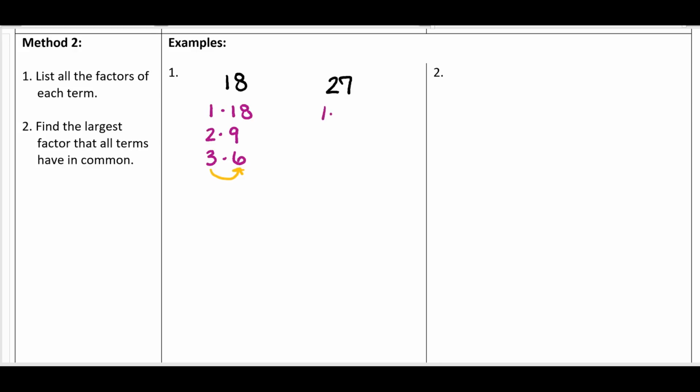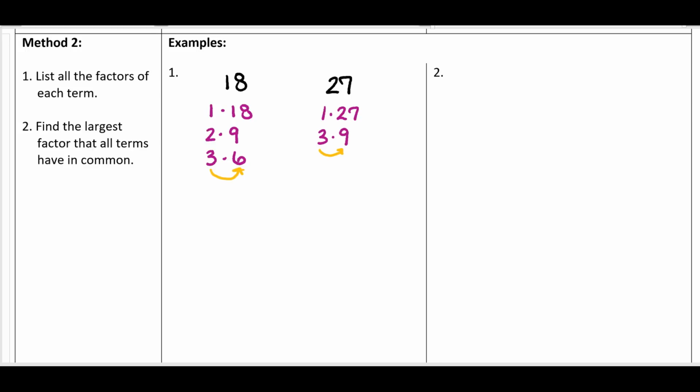Start with 1. 1 times 27. 2 doesn't go into 27. This is not an even number. 3 goes into 27 9 times. 4 doesn't divide into 27. 5 doesn't go into 27. 6 does not divide evenly into 27. Neither does 7 or 8. So now we've gotten back to our 9. So I know I've got all my factor pairs.